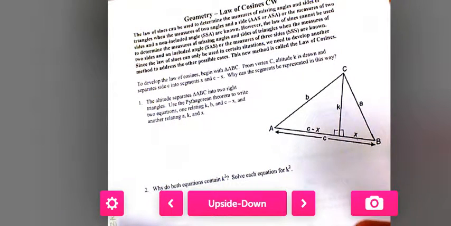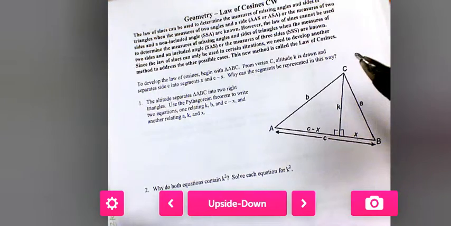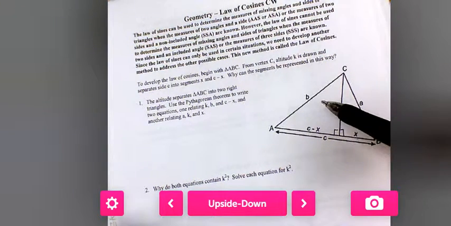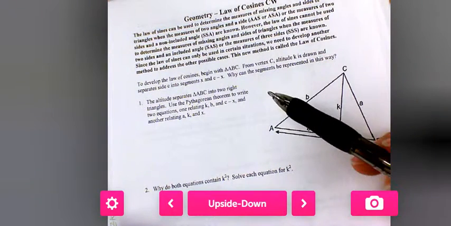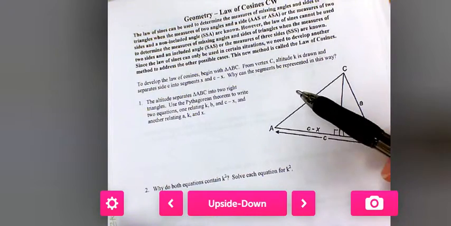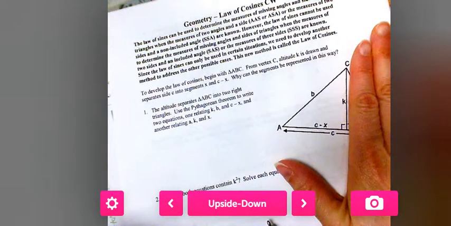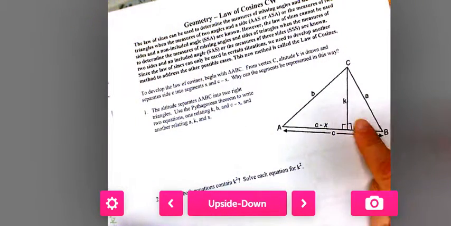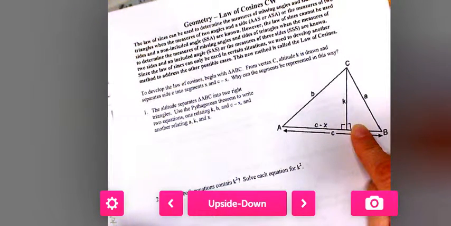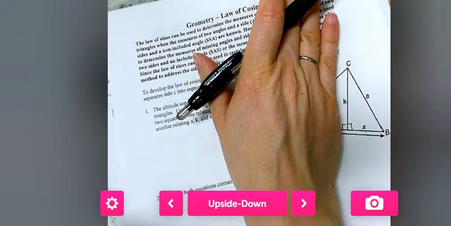Okay, we're going to use the Pythagorean theorem to write two equations, one relating to X and C and one relating to B and C minus X. Okay, so the reason we're going to do this is we're going to find out how to find this side, and we're going to use the Pythagorean theorem to do it. You ready? So, we're going to do just this side first.